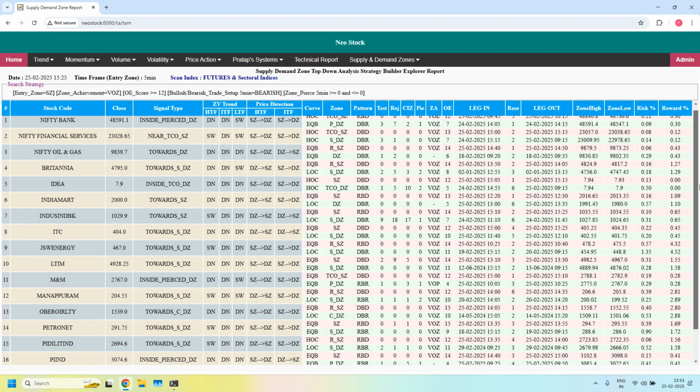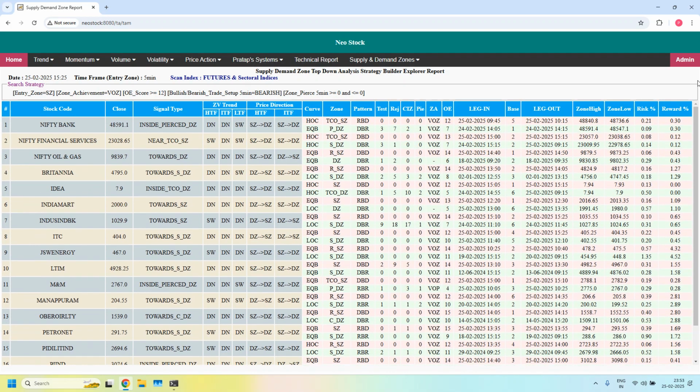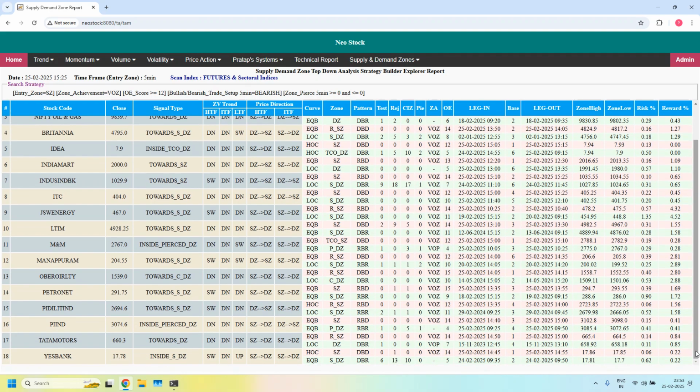So with these filters, we got 18 stocks. First 15 stocks in the list. Nifty Bank is also here. Nifty Financial Services is also here. Okay, I am scrolling the list down. Total 18 stocks are filtered. Let us identify high probability zones to get success from these 18.